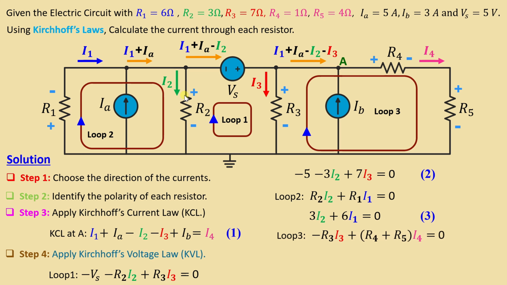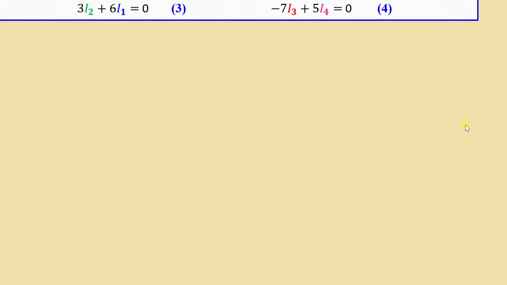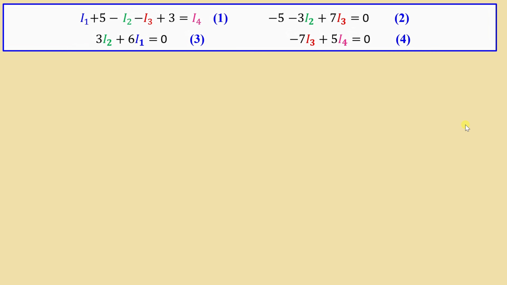We go now to loop number 3. We can write negative R3I3 plus R4I4 plus R5I4. We obtain finally negative 7I3 plus 5I4 is equal to 0. After we finish applying KCL and KVL, we obtain 4 equations with 4 unknowns. We still only need to solve those equations in order to find I1, I2, I3, and I4.